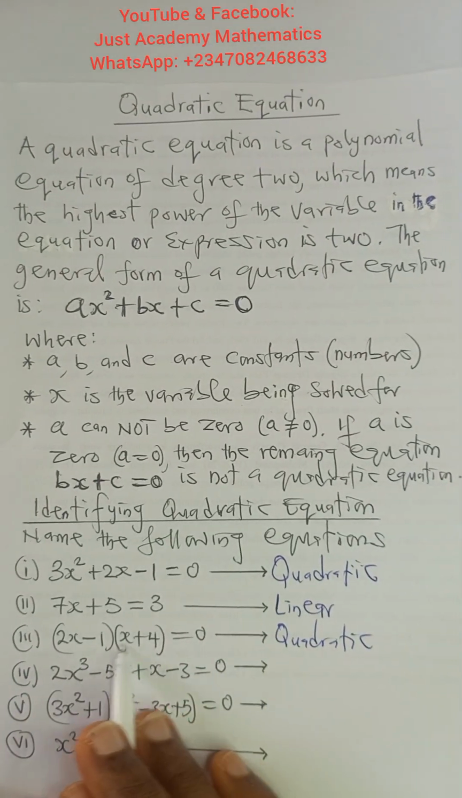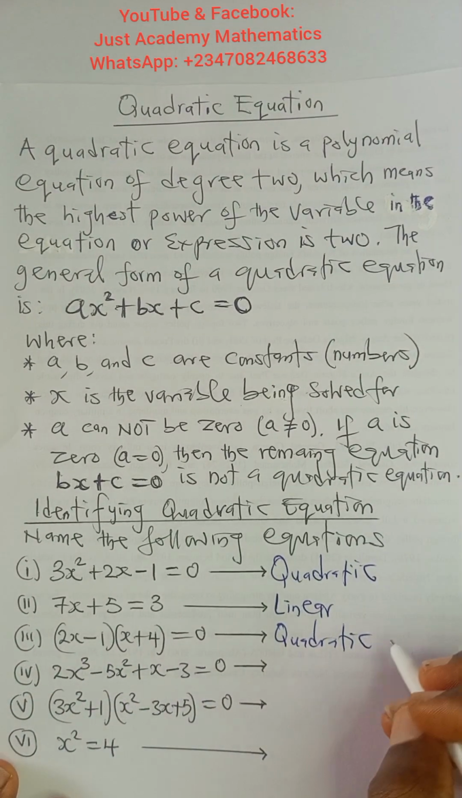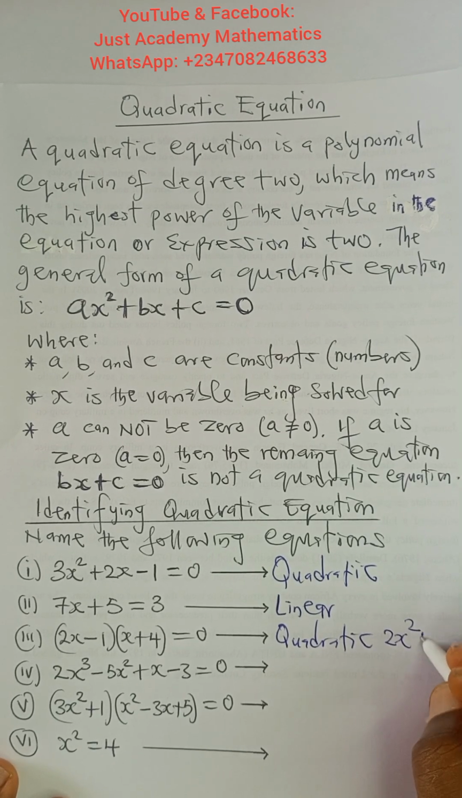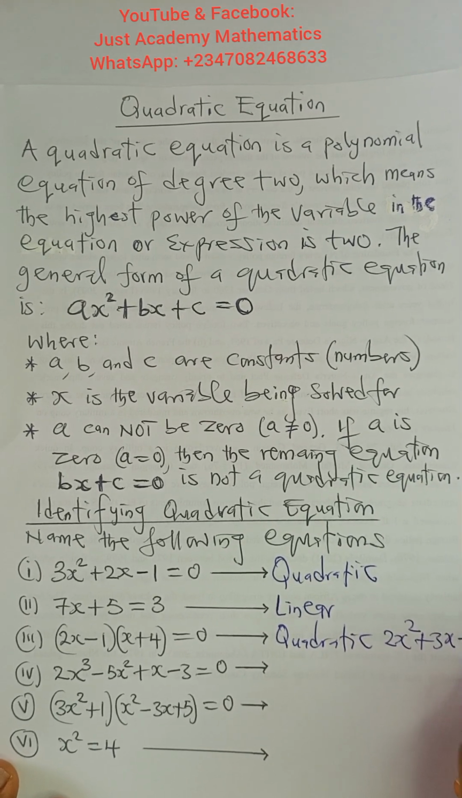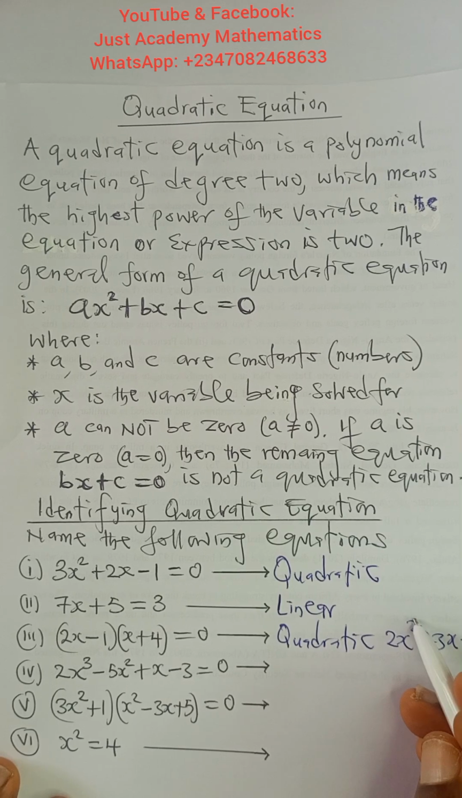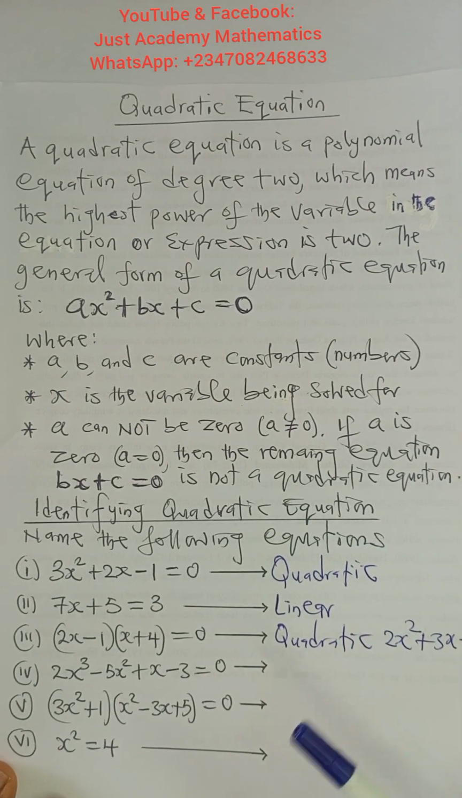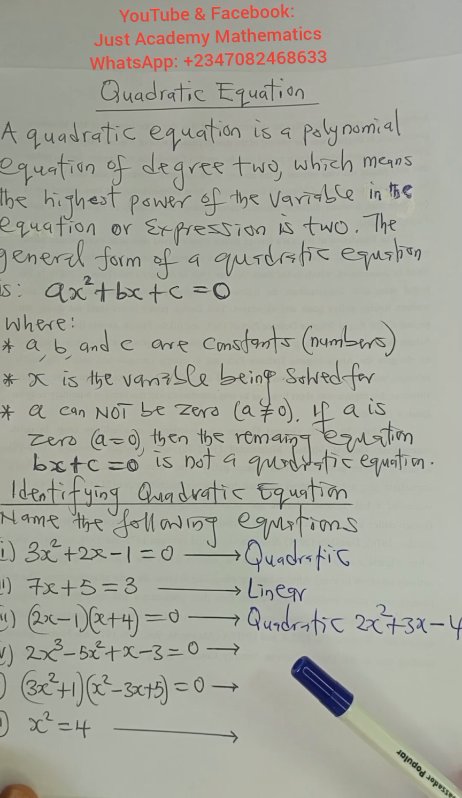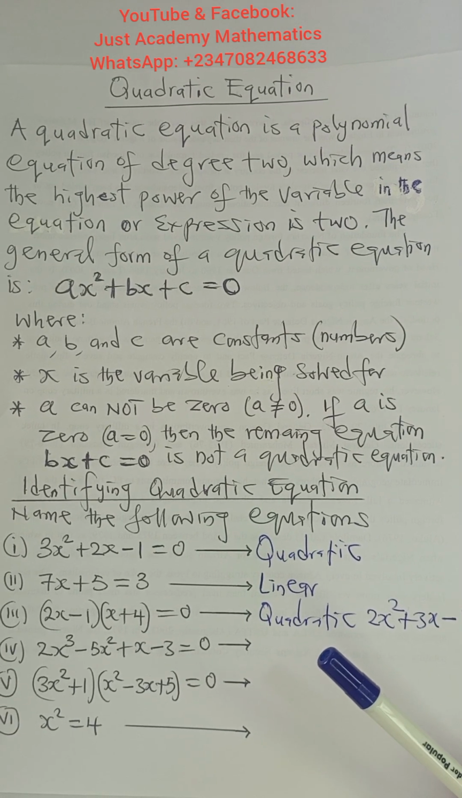If you open the bracket of this equation now, you are going to get something like 2x squared plus 3x minus 4. So notice that the highest power is 2. I'm going to explain this more as we progress later. But let's continue for now.